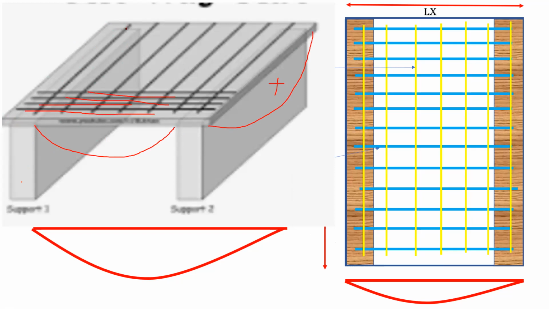Whereas the bars you can see on the other side are called distribution bars. They are given from the temperature and shrinkage point of view. I hope it's understood up to here. Moving forward, so far what we discussed was only about the slab which is rested on two supports.